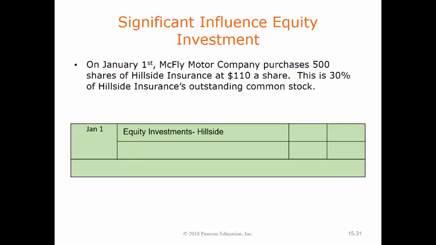We're going to call it Equity Investments Hillside, and we're going to put it on for our basis. Well, we're buying 500 shares. We're buying them at $110 apiece. That means we are buying these shares for $55,000 to make a significant investment in Hillside Insurance. And we're handing them cash, so we're going to decrease cash by that same $55,000 when we invested in Hillside Insurance's stock, and we're going to use the equity method.